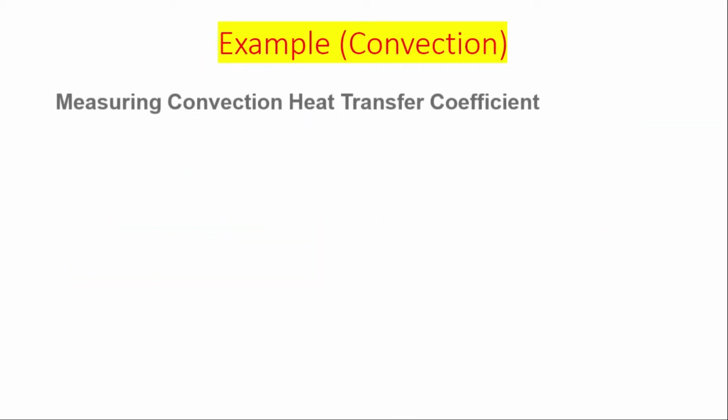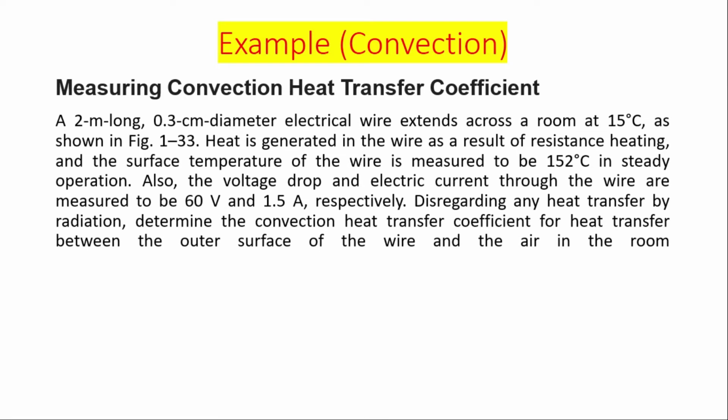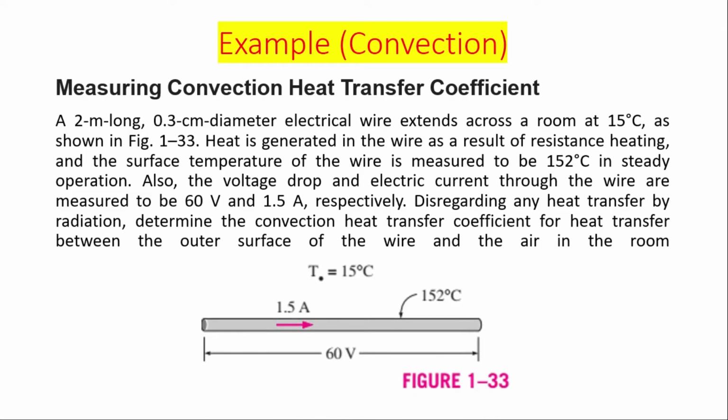Let's talk about an example related to the convection process: measuring the convection heat transfer coefficient. Here is the statement of the example. We have a 2 meter long and 0.3 centimeter diameter electrical wire that extends across a room at a temperature of 15 degrees centigrade, as given here in the figure. This is the geometry of the electrical wire.